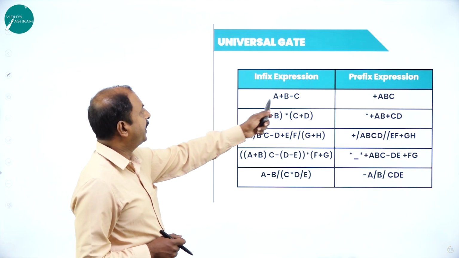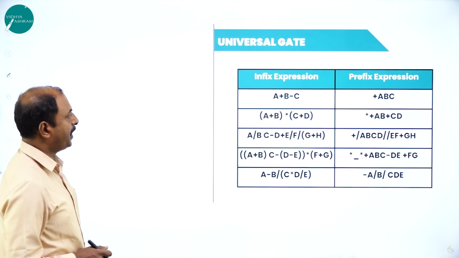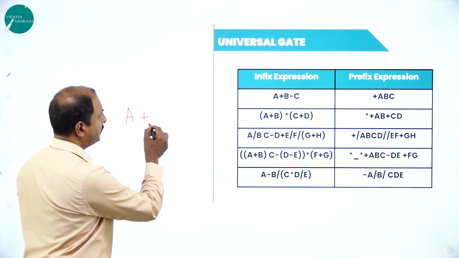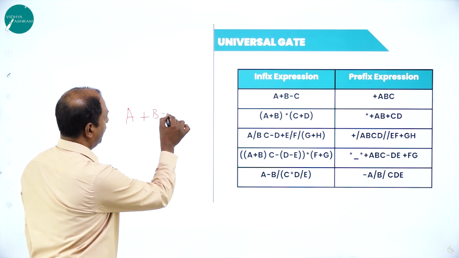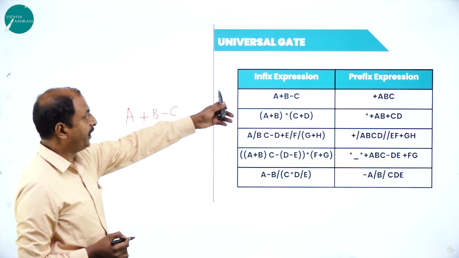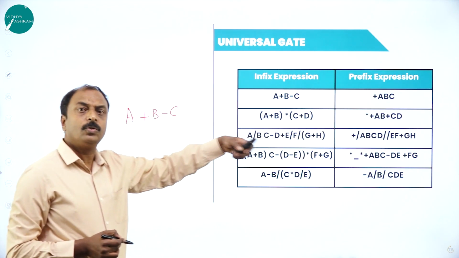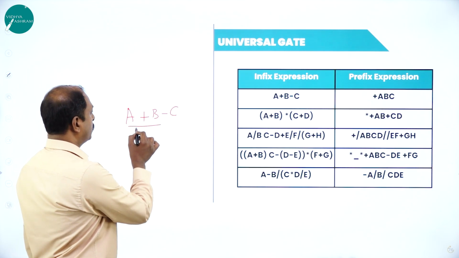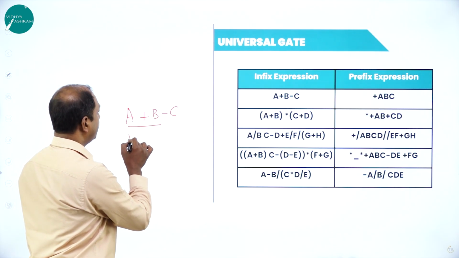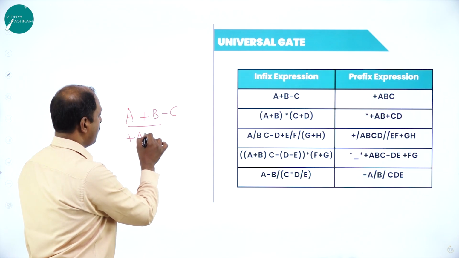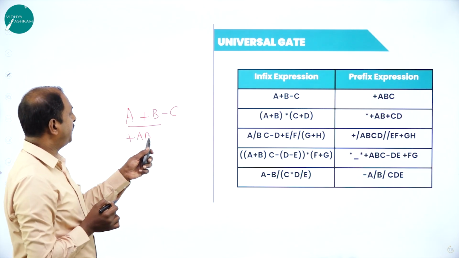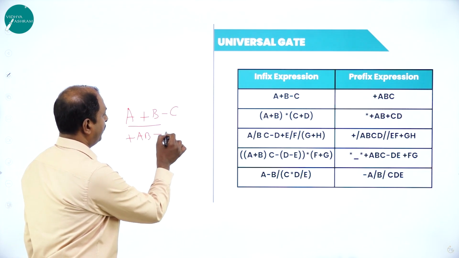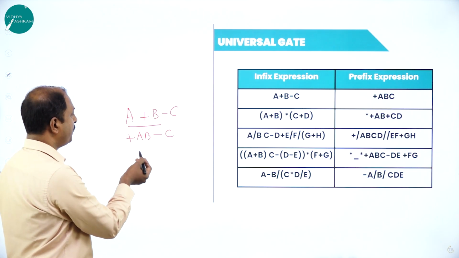Now let us take an example of A plus B minus C. So this is infix. Now how can we convert this into prefix expression? In this example, consider these two expressions. So this is A plus B. This can be A, B preceded by an operator, that is the plus operator. Then minus C will be as it is in the first step.